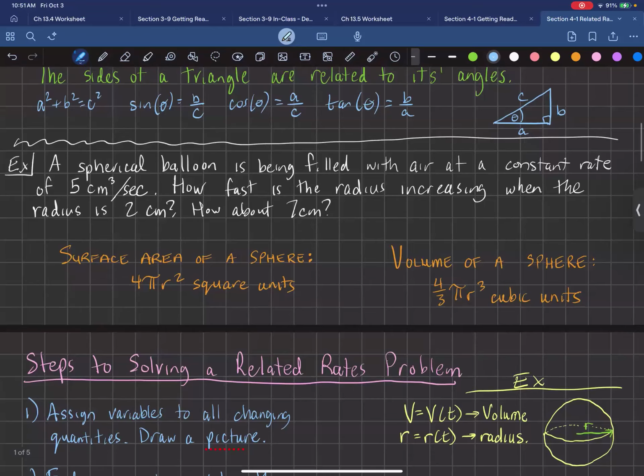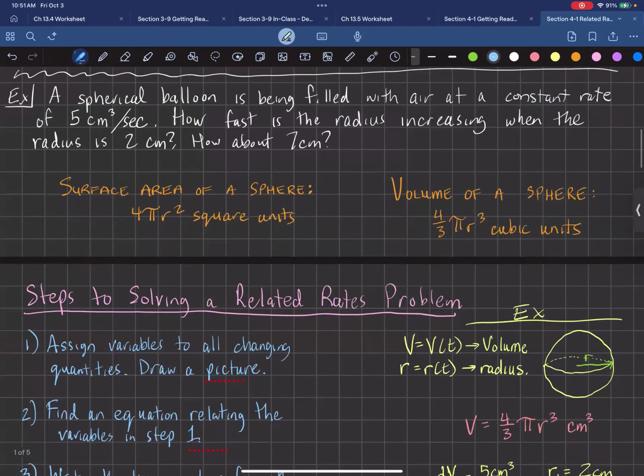First thing you want to do is assign variables to all changing quantities and draw a picture. So I got a picture of a sphere over here. I've got my radius r. V is the volume of it. It's kind of hard to depict a volume. The volume is changing because the balloon is getting blown up, so it's changing over time. So I made sure I said V was a function of time. And that means the radius is growing, which means r is a function of time.